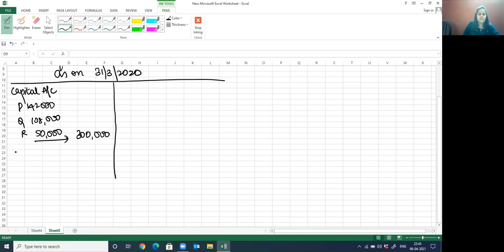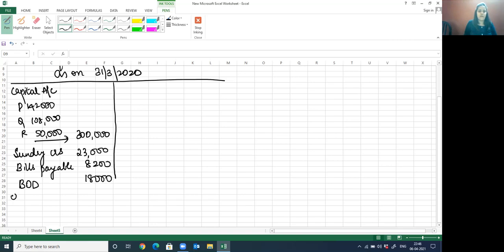Then you have creditors. So after adjusting, you should get about 18,000. Sorry, 23,000. 25 minus 23,000. Then you have bills payable 8,200. Then you have bank overdraft 18,000, and new one, outstanding wages, 3,120.